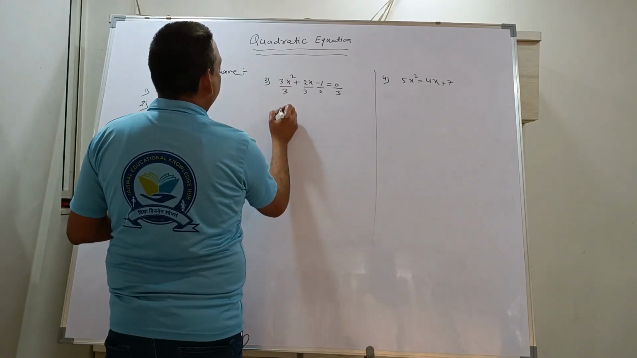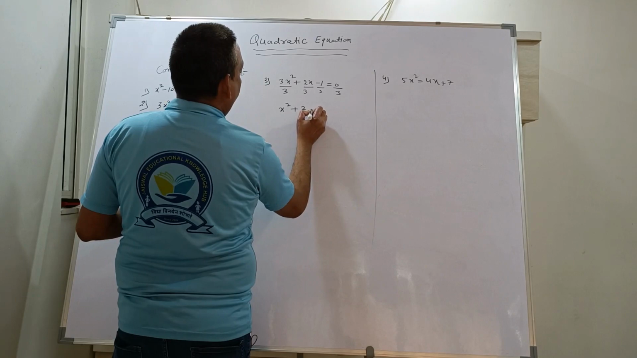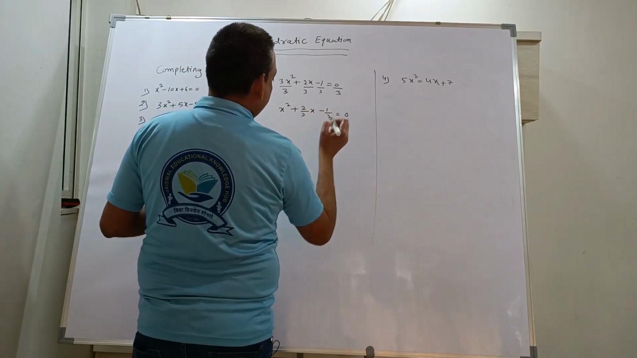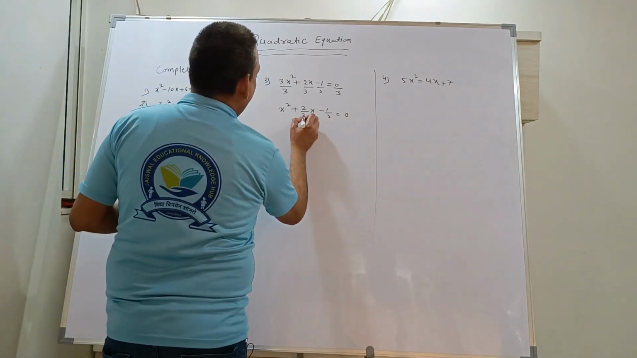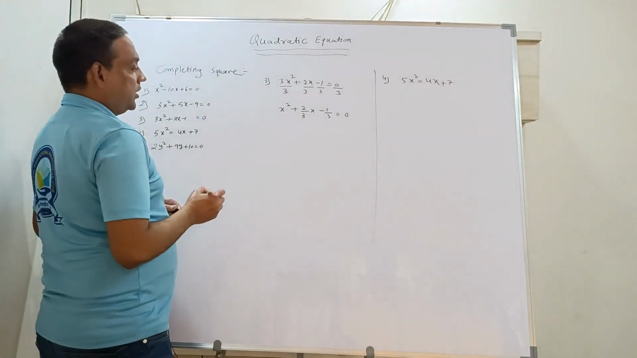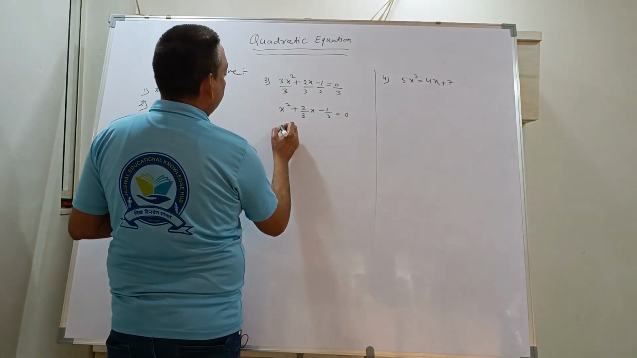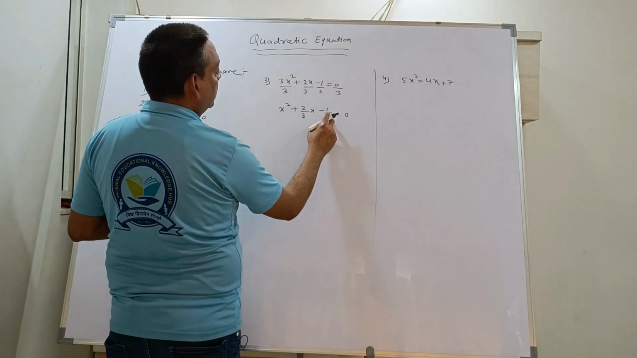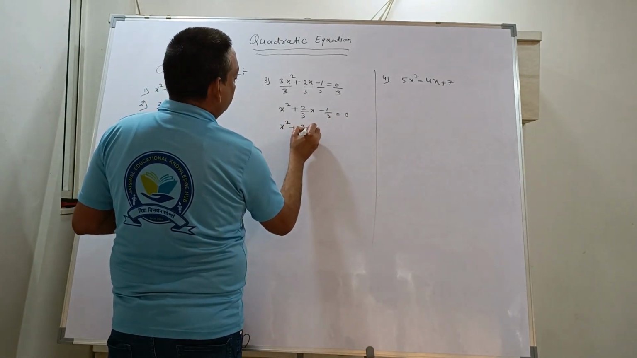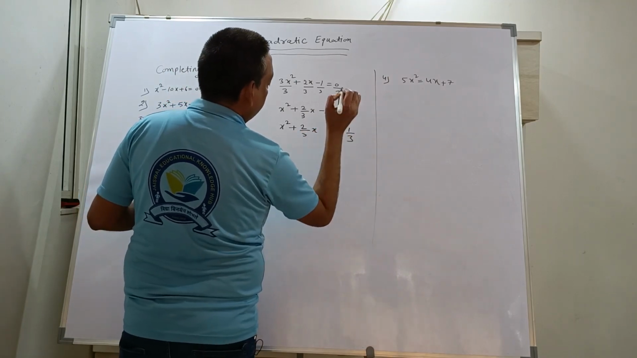So 3 divided by 3 becomes only x square, plus 2 upon 3x, minus 1 upon 3 is equal to 0. Again the next step is, whatever the coefficient of x is, we keep it, and whatever the constant term is, we take it to the other side. So we have x square plus 2 upon 3x is equal to 1 upon 3.